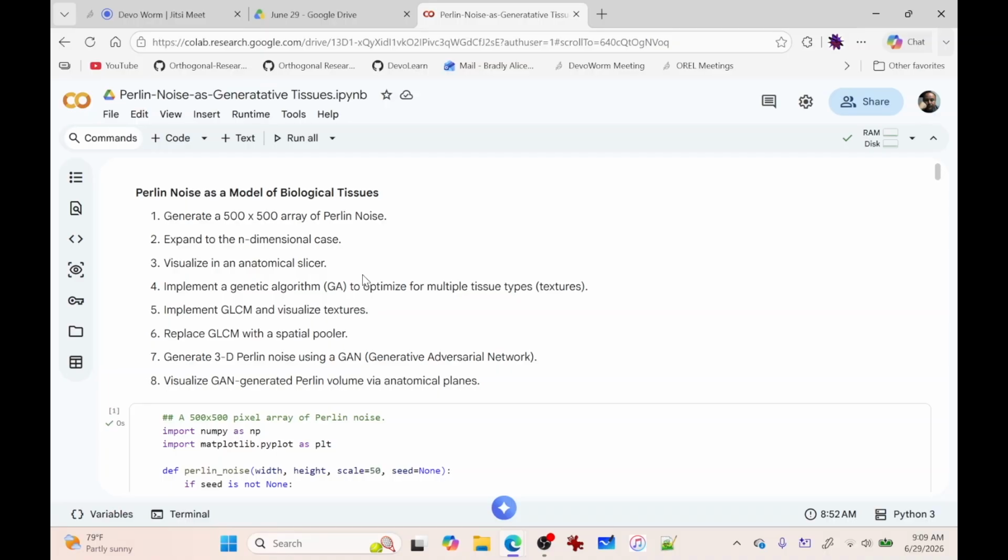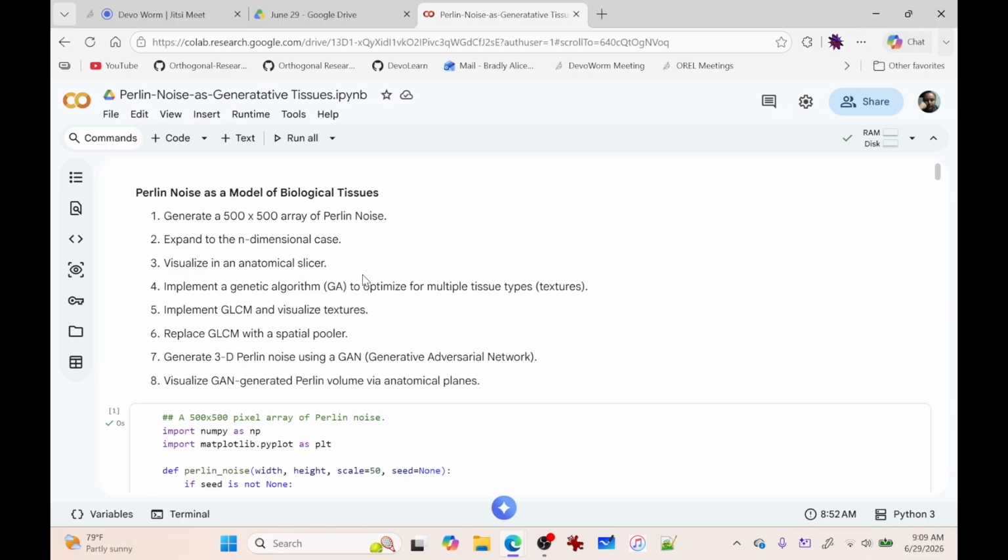So the follow-up is that if we assume that Perlin noise is a good model of generic biological tissue, then we can expand that to different types of tissue and model Perlin noise as this 3D volume, and then maybe use some techniques to optimize that.